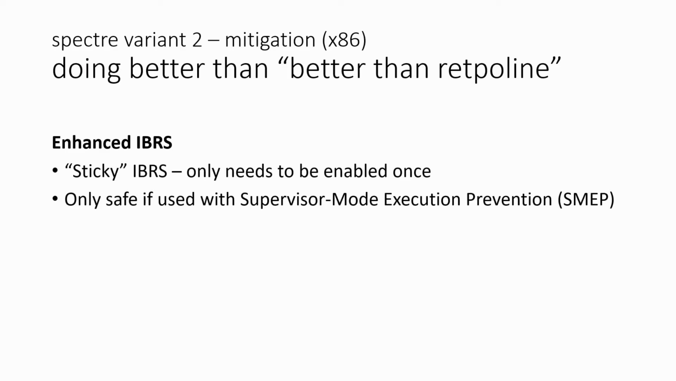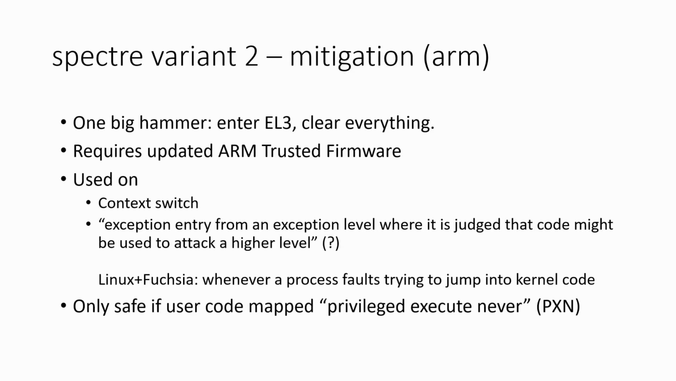So that's Spectre Variant 2 on x86. The story on ARM is a lot simpler. All the same attacks still apply. Processes, VMs, the kernel, and the hypervisor are all vulnerable. But we have a much smaller set of tools available. Really just one: an update to the ARM trusted firmware that clears all branch predictor state anytime we enter EL3. That's the most privileged exception level on ARM, and the place where the firmware runs.